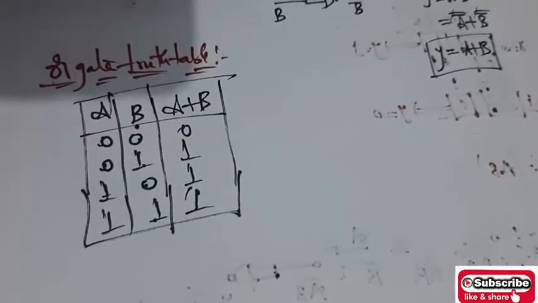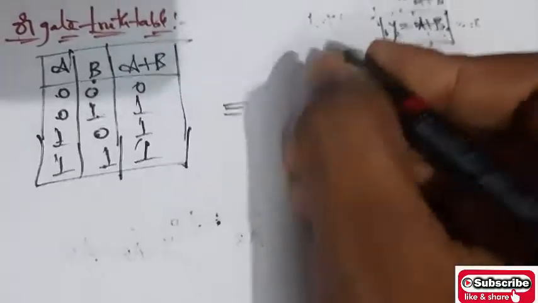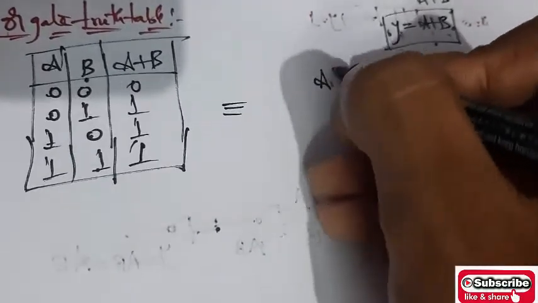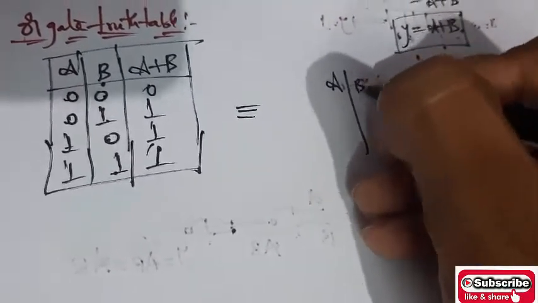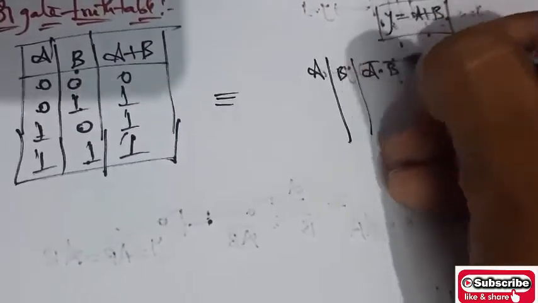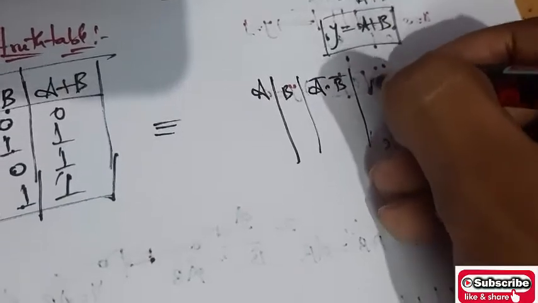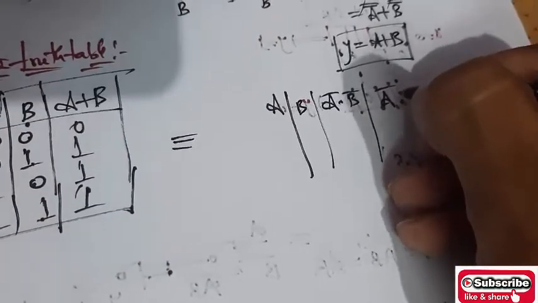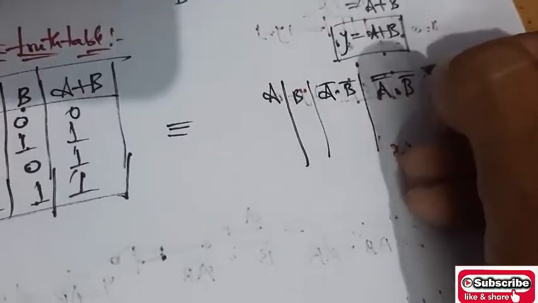Let's see the truth table for our hardware structure. This will be the input A, input B, A bar dot B bar, A bar dot B bar whole bar.